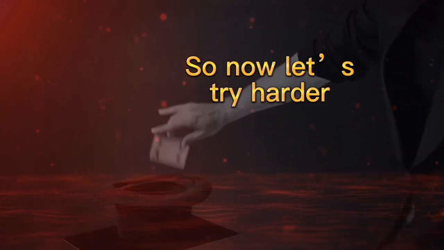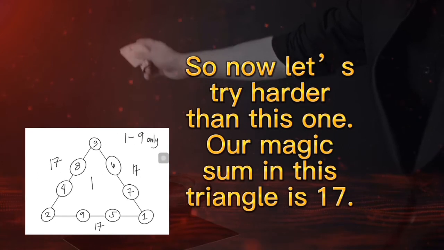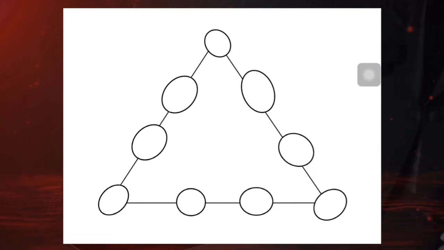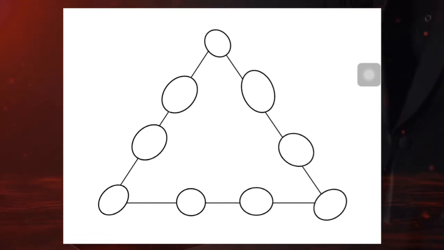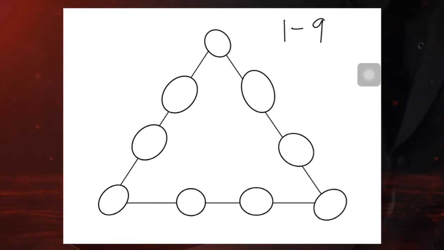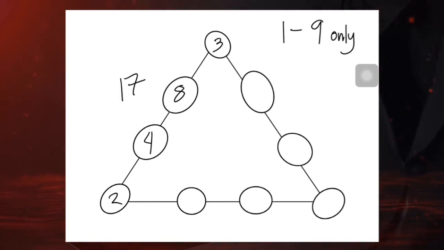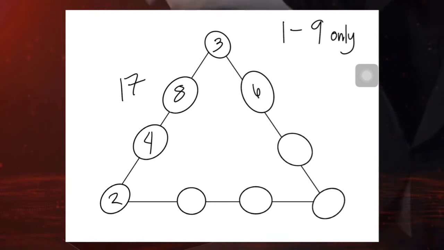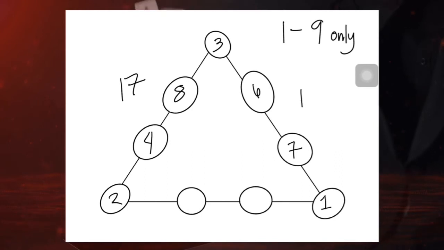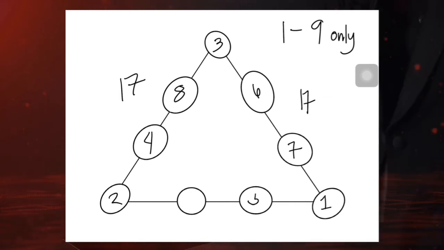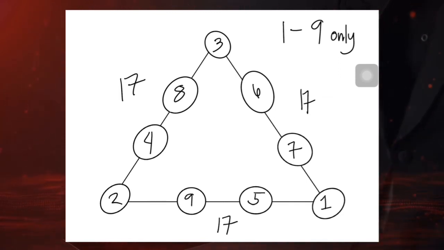So now, let's try harder than this one. Our magic sum in this triangle is 17. And as you can notice, there are 9 circles around it. Then it means the numbers that we are going to use are 1 to 9 only. 2 plus 4 plus 8 plus 3 equals 17. 3 plus 6 plus 7 plus 1 equals 17. 1 plus 5 plus 9 plus 2 equals 17. And that's how you make a magic triangle.